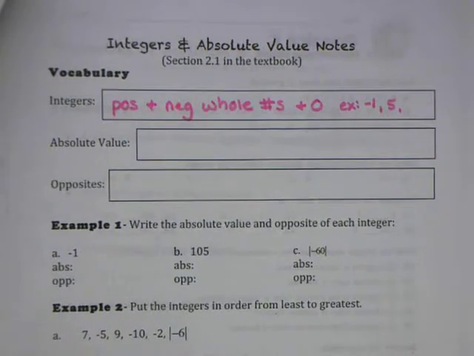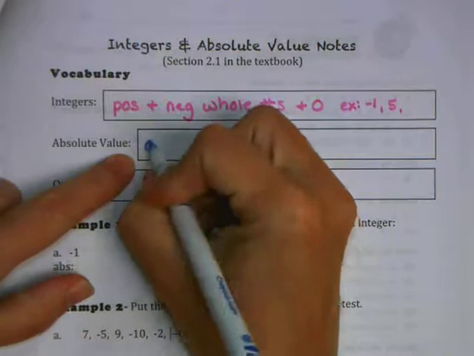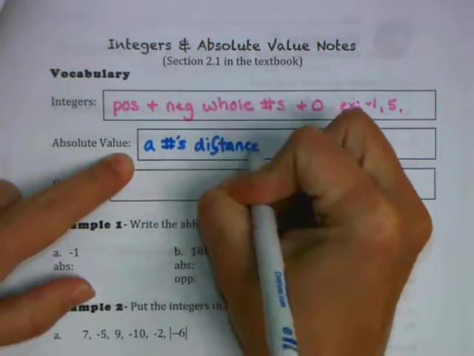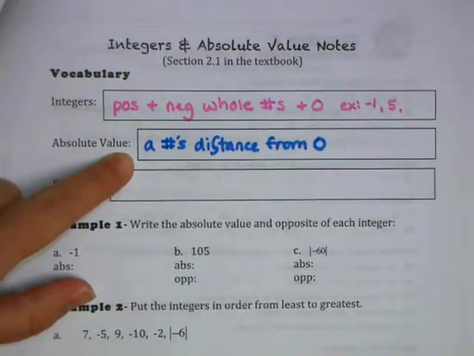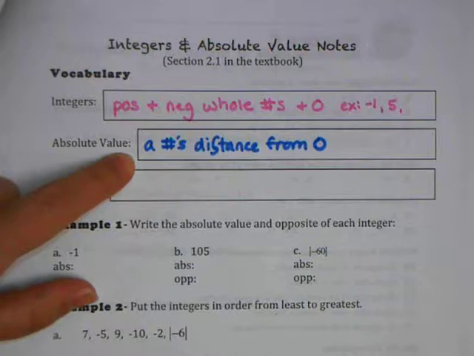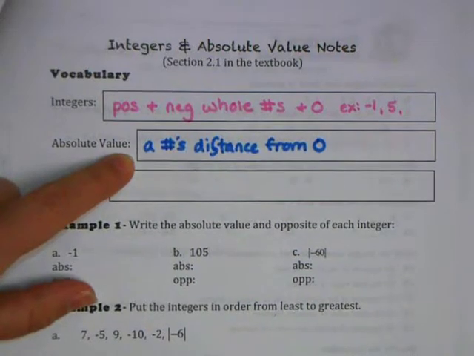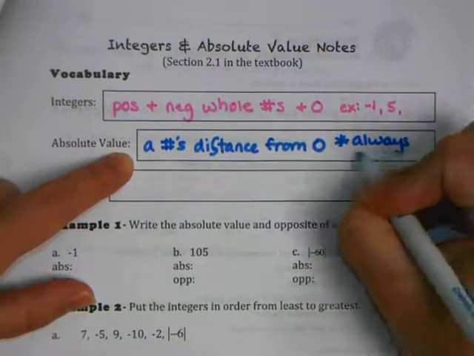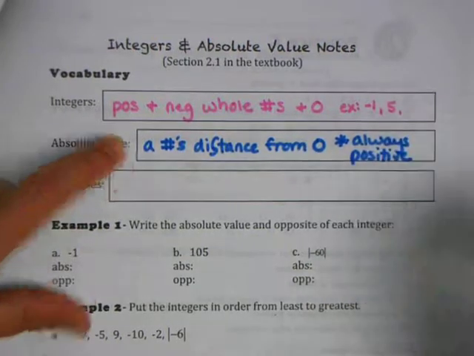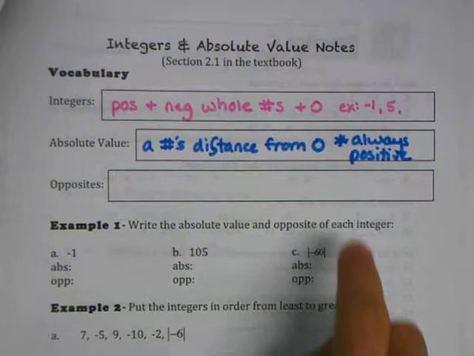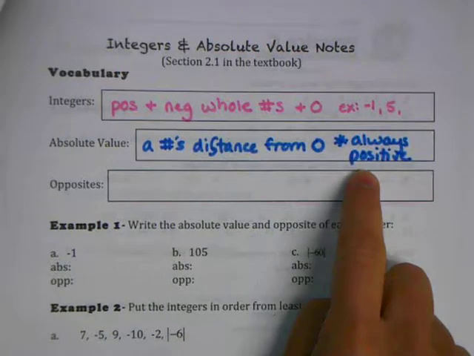Absolute value is just a number's distance from 0. So let's put that. A number's distance from 0 on that number line. So if you start at 0 and you go either positive or negative toward a number and count how many steps you take, that's its absolute value. So what that means for us is the absolute value is always positive, because it doesn't matter if you're going down to a -7, you're going to take 7 steps away from 0 on that number line. Its absolute value would be 7. It's always going to be a positive number.